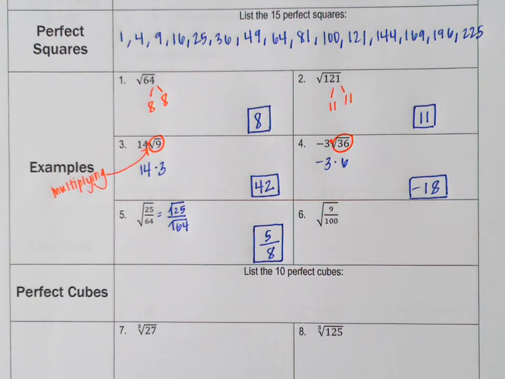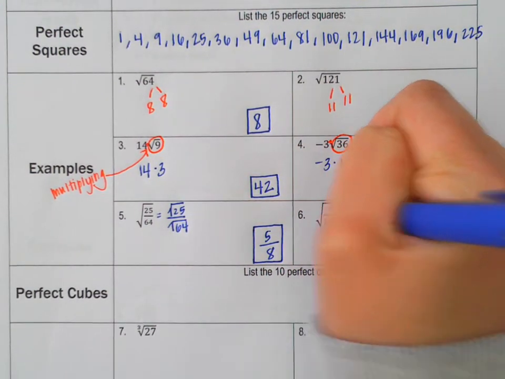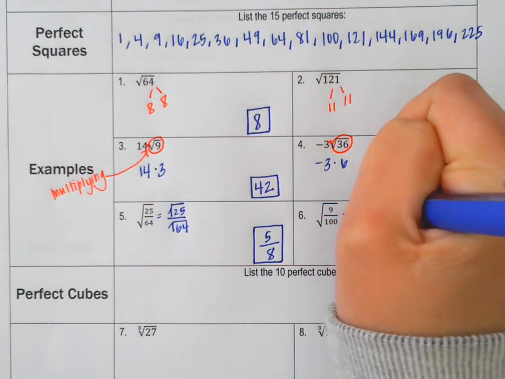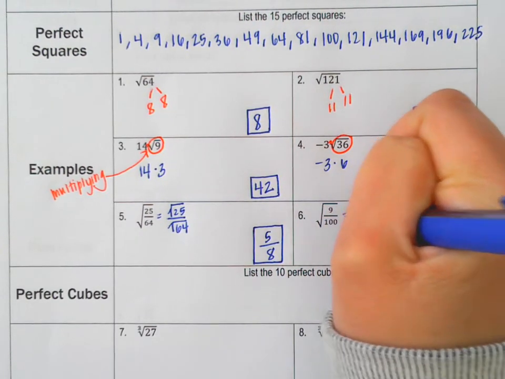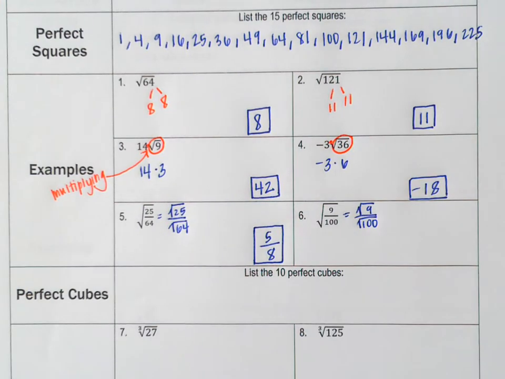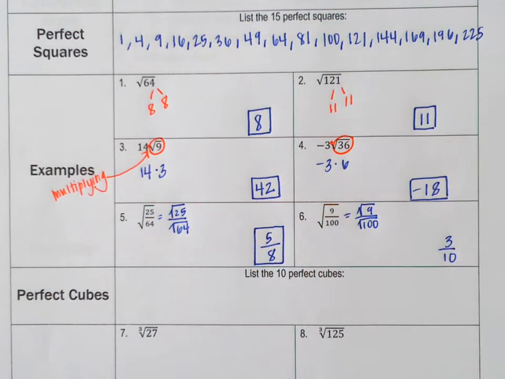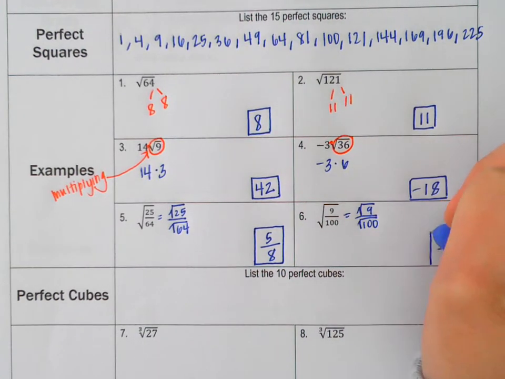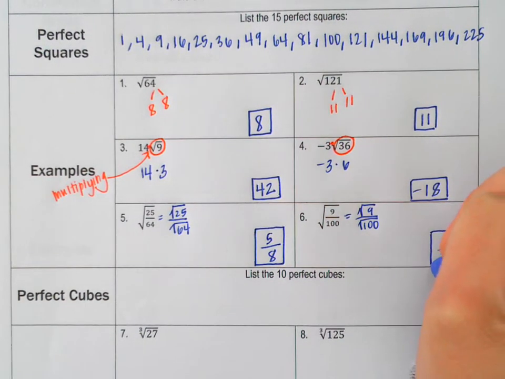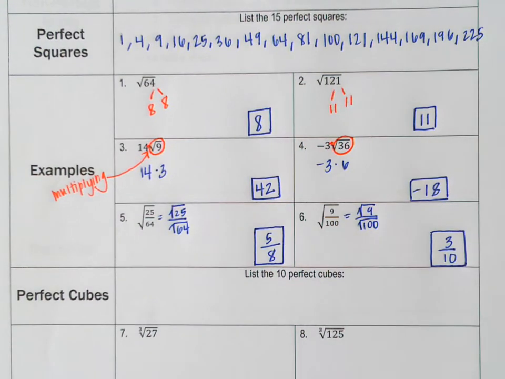Okay, so again, you guys can rewrite this one as the square root of 9 over the square root of 100. And we know, okay, what is the square root of 9? Well, the square root of 9 is 3. And what's the square root of 100? Well, the square root of 100 is 10. So we get 3 over 10. I double check, is that something that I can reduce? And it's not, so then I'm going to box it. And so those are just some examples of perfect squares.